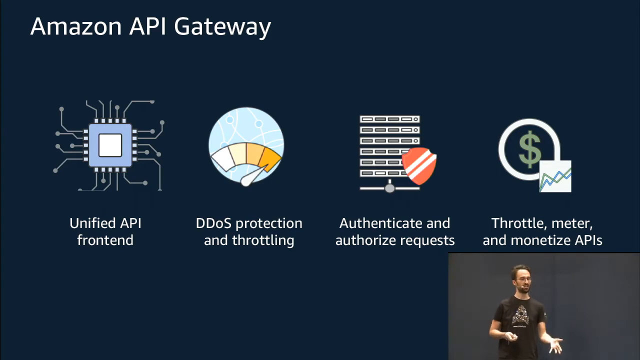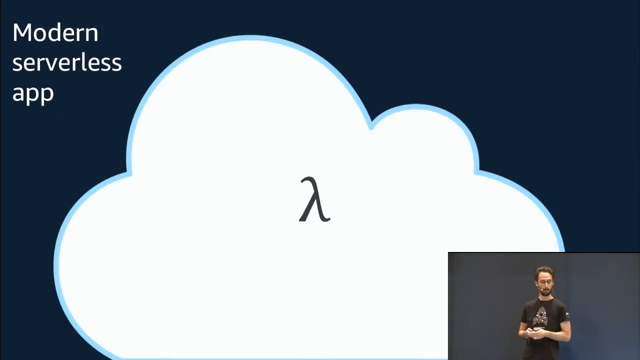But API Gateway is not just that. It actually gives you DDoS protection. It gives you throttling, authentication, authorization, a lot more advanced features. So if you're building APIs or WebSocket kind of applications, you can check out API Gateway.